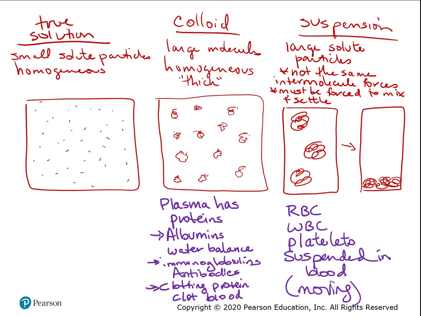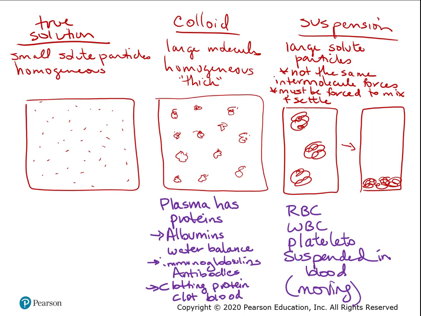So plasma has proteins, 3 basic types. There's albumins, immunoglobulins, and then clotting proteins. So those are the 3 kinds of proteins that you find in the blood. Albumins help to keep a water balance. Immunoglobulins, those are antibodies. And then clotting proteins, they help to clot the blood if a blood vessel gets damaged. But those are all big molecules. Okay, they're big, they thicken plasma, they give plasma this sort of thick texture.